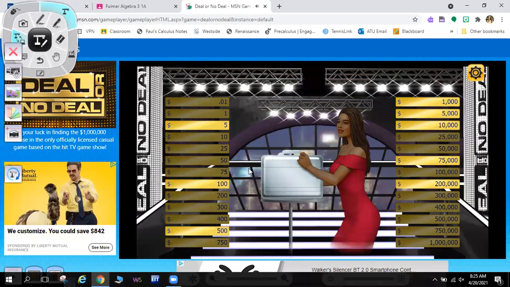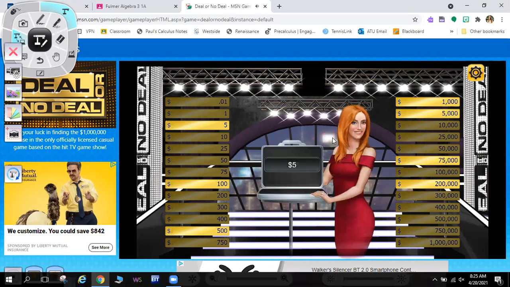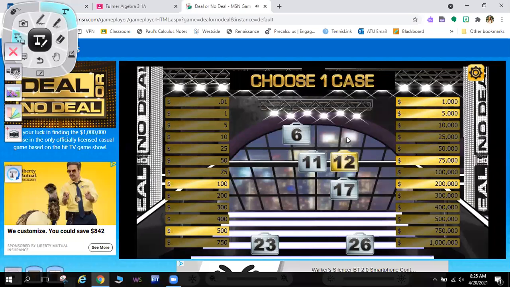2 cases this time. Banker's offer, $30,957, sorry. So count the number of cases left that have more than that. It's 2 cases out of the 6 cases that are left.